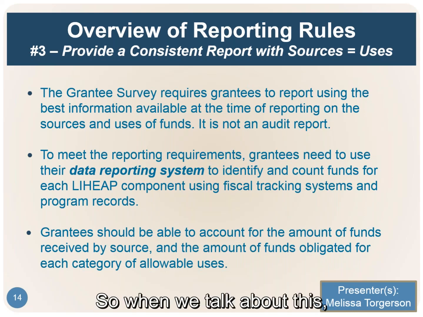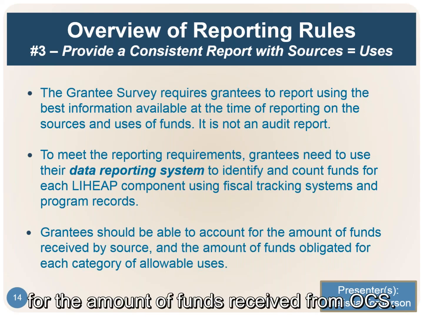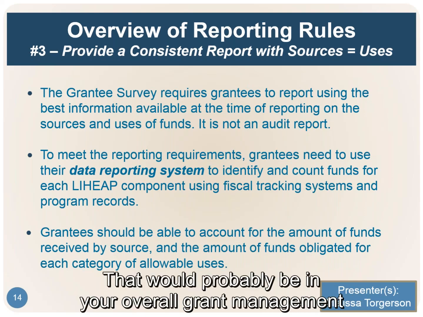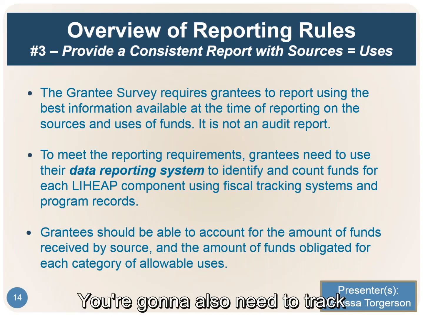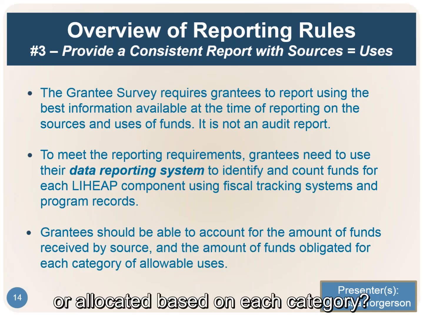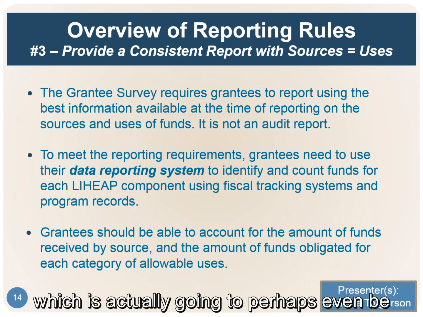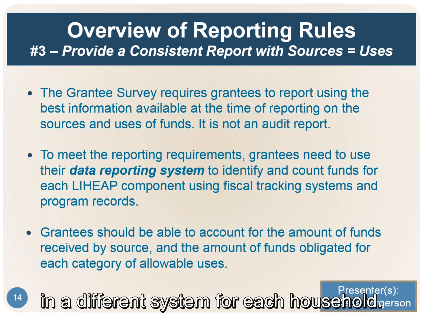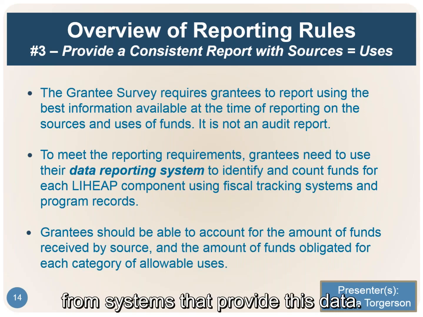So when we talk about this, we're talking about a couple of different aspects. You should be able to account for the amount of funds received from OCS, and that would probably be in your overall grant management or fiscal tracking system. You're also going to need to track the amount of funds obligated. So when those funds came in, where were they assigned or allocated based on each category? And then, as we'll talk about later, you're also going to need to track the average benefit, which is perhaps even in a different system for each household. And so all of these things need to come from systems that provide this data.